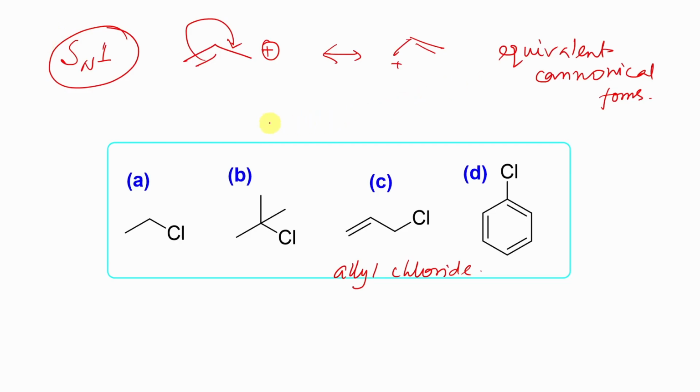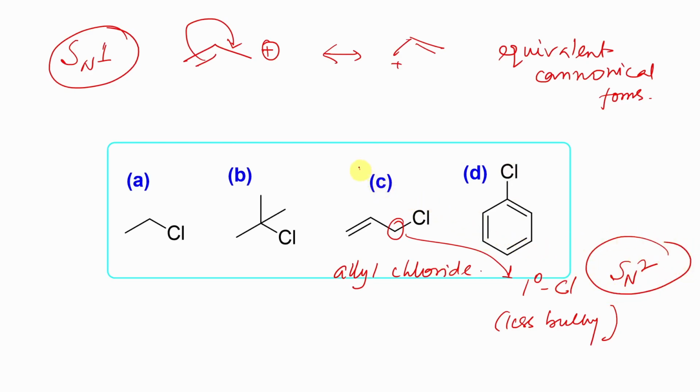Now SN2: if you look at this center, it is a primary carbon center, a primary carbon-chloride bond. So obviously SN2 is possible because it is less bulky. This is the overall explanation. First of all, carbocation stability, so SN1 is preferred; less bulky, so SN2 is preferred. That's why compound C undergoes both SN1 and SN2 more efficiently.